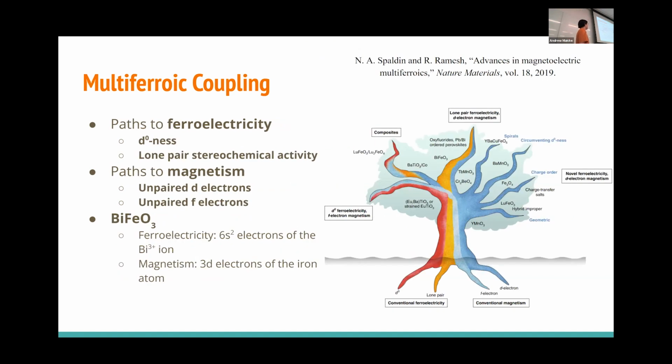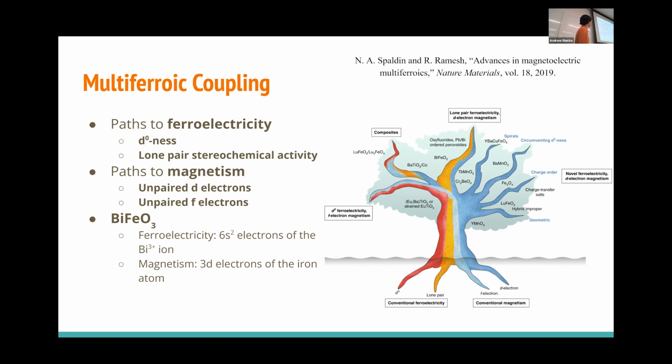In order to understand how to create a multiferroic material, you have to understand where ferroelectricity and magnetism come from in the first place. You can think of it as a path. For ferroelectricity, there are two paths to attain it in a material. The first one is d-zeroness. In materials with an empty valence d shell, the energy barrier needed to break the symmetry tends to be decreased, so many of these materials tend to be ferroelectric.